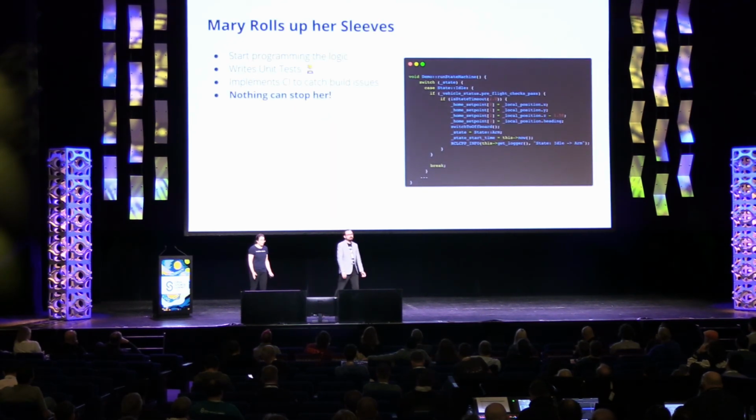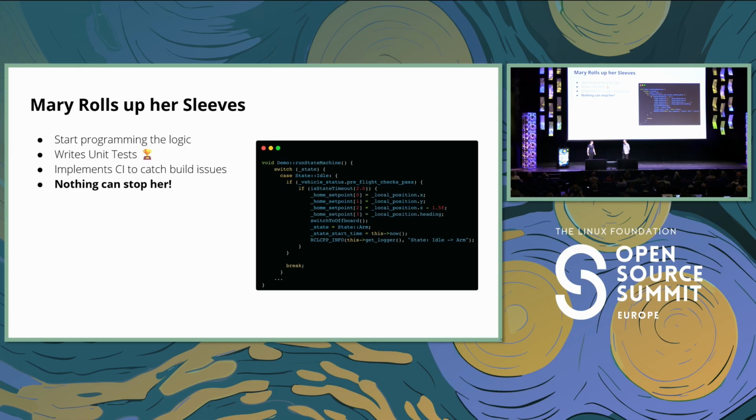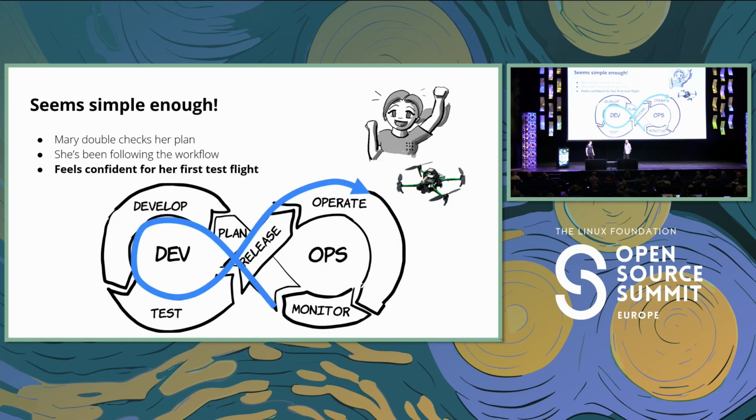Of course, the drone will not do that automatically. You have to write the code, so you have to program the logic. Mary has to do that as well. She writes the unit tests, of course, and also the continuous integration to make sure that it catches any build issues in time. Yeah, it seems like nothing can stop her, right? All right, well, let's see if that's true.